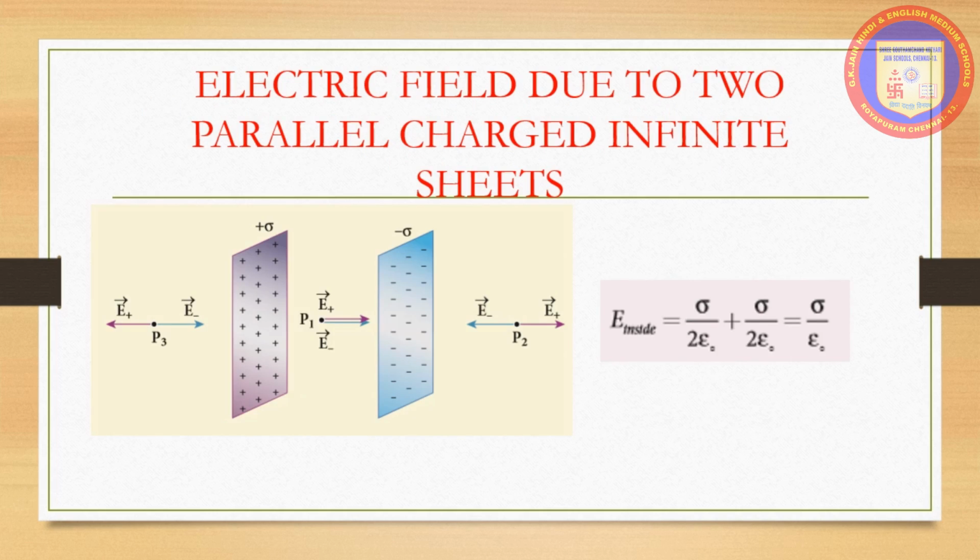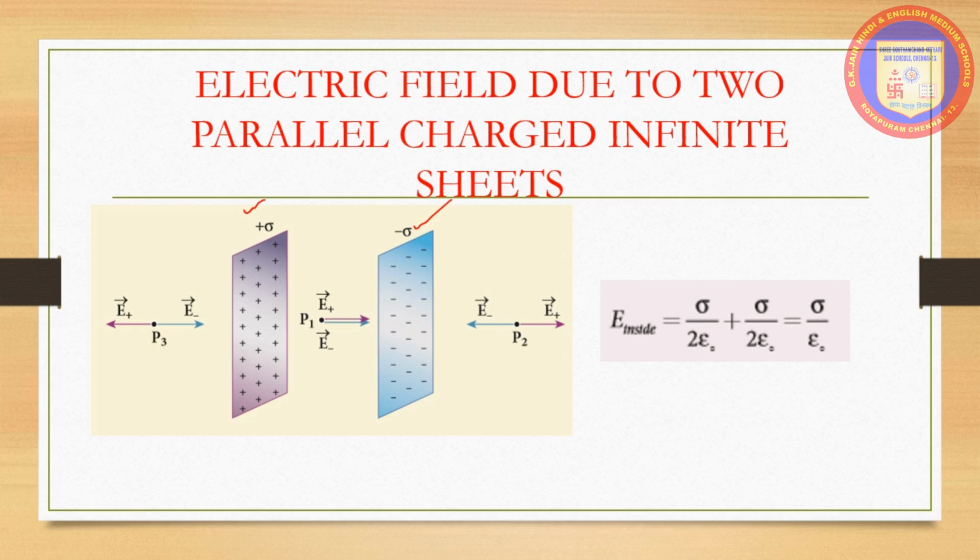The next one is electric field due to two parallel charged infinite sheets. Consider two infinitely large charged plane sheets with equal and opposite charge densities plus sigma and minus sigma, which are placed parallel to each other. The electric field between the plates and outside the plates is found using Gauss law. The magnitude of the electric field due to an infinite charged plane sheet is sigma by 2 epsilon naught, and it points perpendicularly outward if sigma is greater than 0 and points inward if sigma is less than 0.